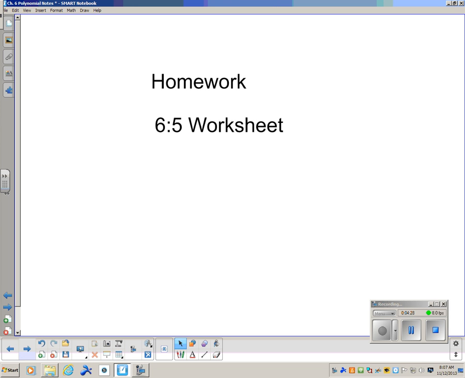So on the second side of that worksheet, you should be enabled now to finish up the second side there.